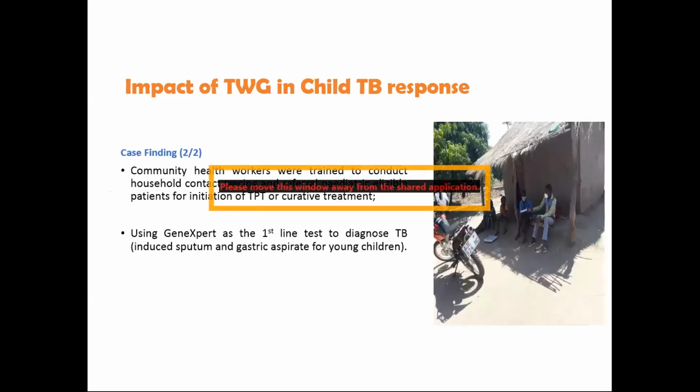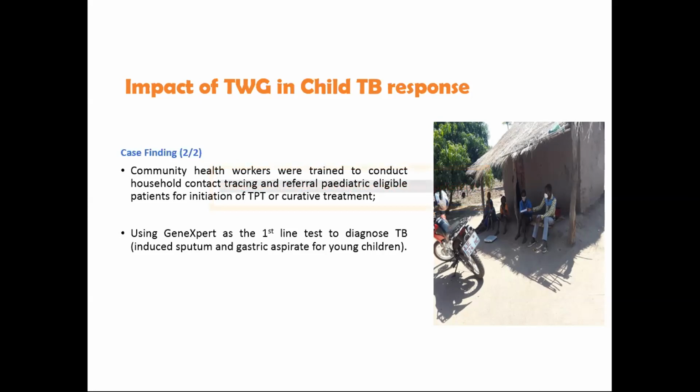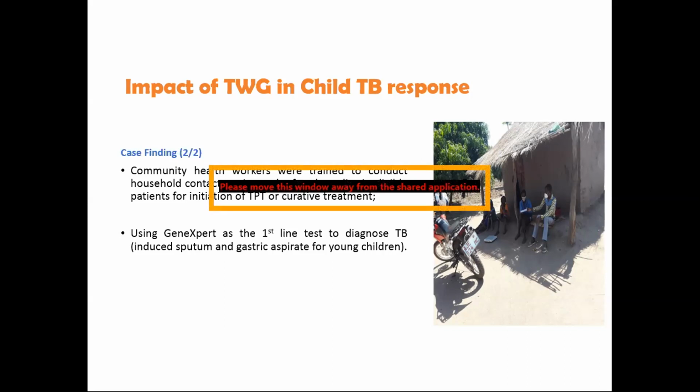At the community level, we are using community health workers, who were trained using the training material developed with the technical working group, to conduct household contact tracing and refer eligible pediatric patients for initiation of TPT or curative treatment. We are also using GeneXpert as the first line test to diagnose TB, including in children, using induced sputum when it's possible, and gastric aspirate for the young children.